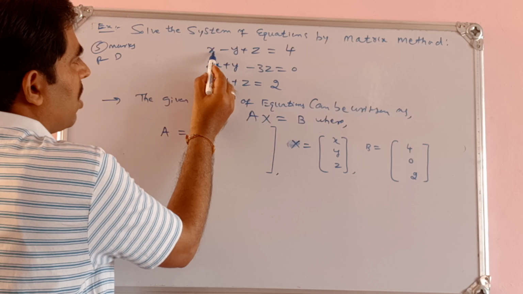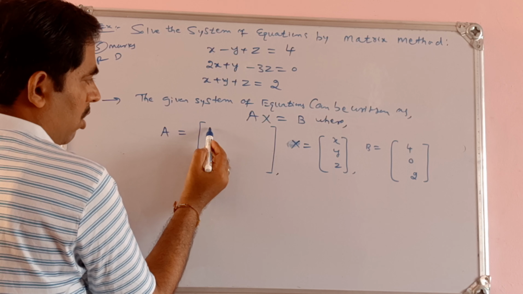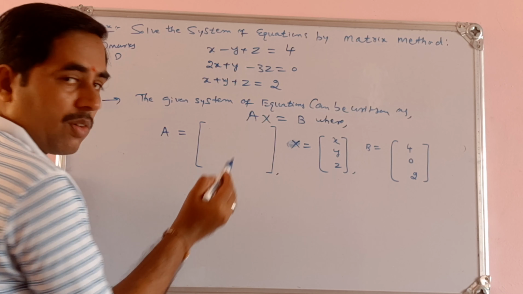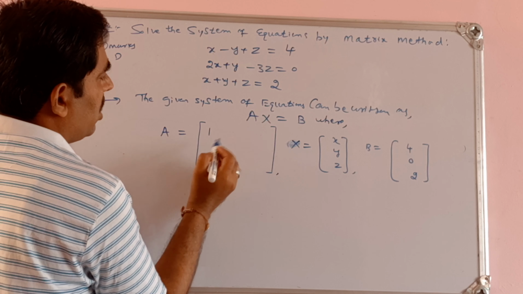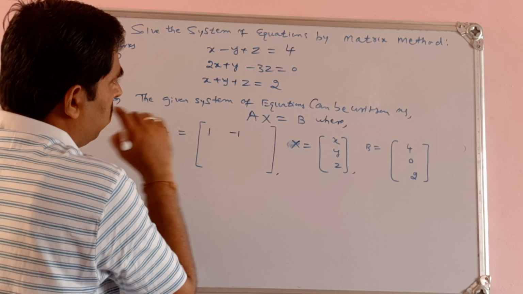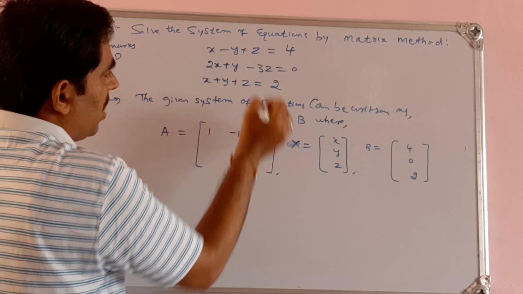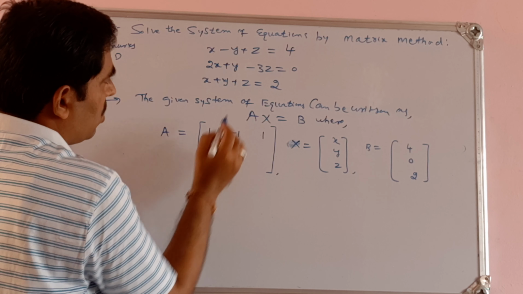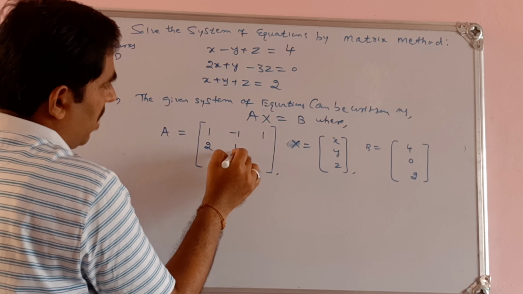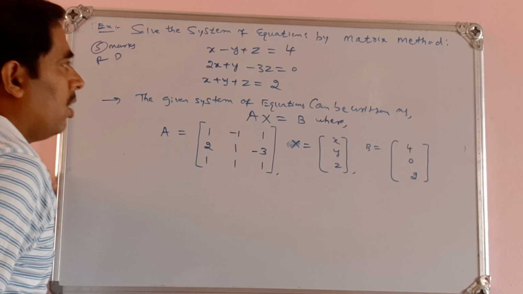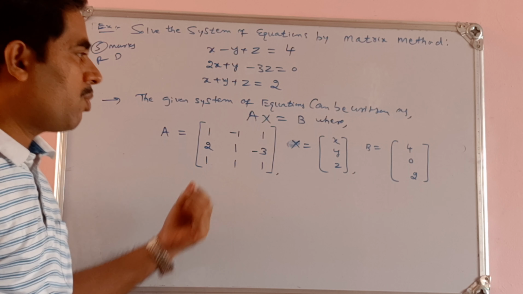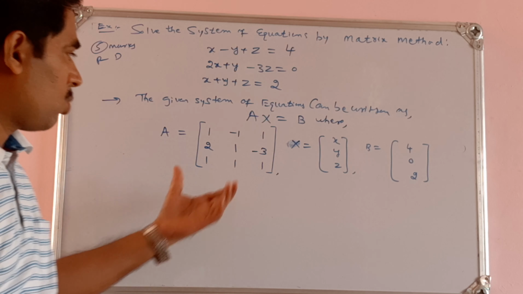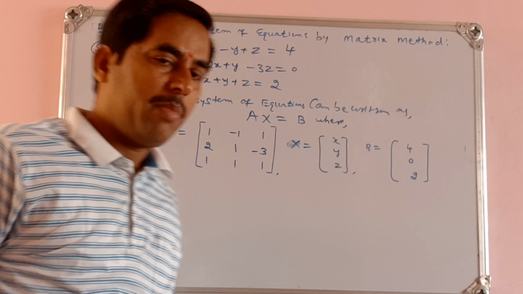Then what are the coefficients? Observe here, what is the coefficient of x, of y, of z. I have to write it here. The coefficient of x is 1, coefficient of y is minus 1, and the coefficient of z is 1. In the second equation, coefficient of x is 2, coefficient of y is plus 1, then coefficient of z is minus 3. In the third equation, coefficients of x, y and z are all 1. In this way, we can write the 3 matrices, a square matrix and 2 column matrices.